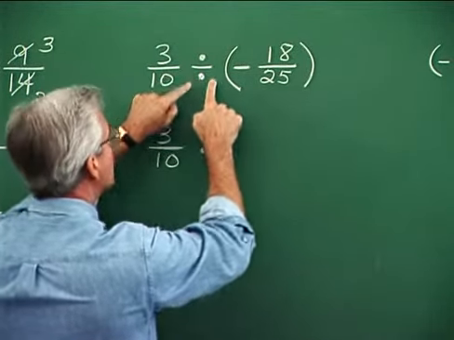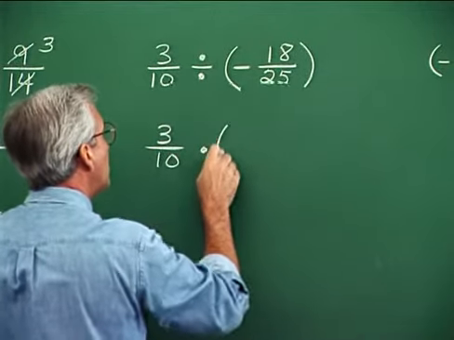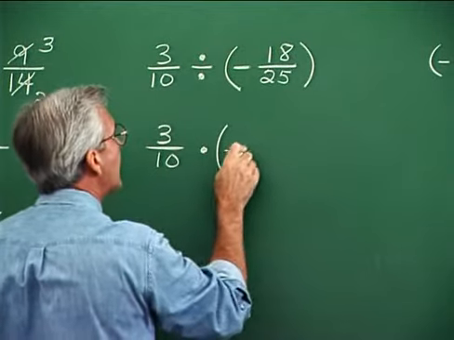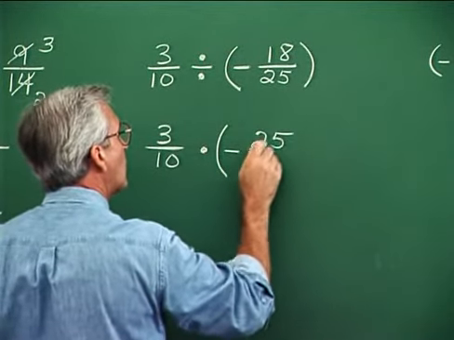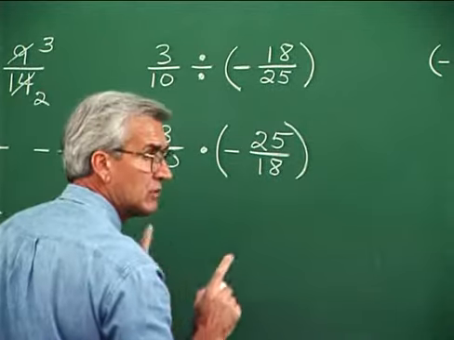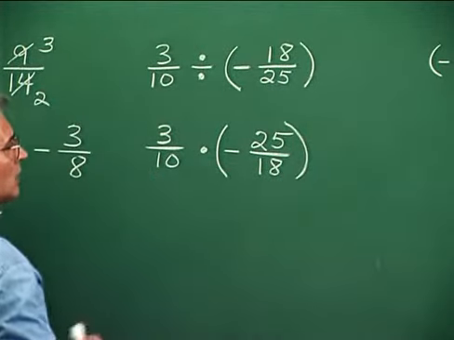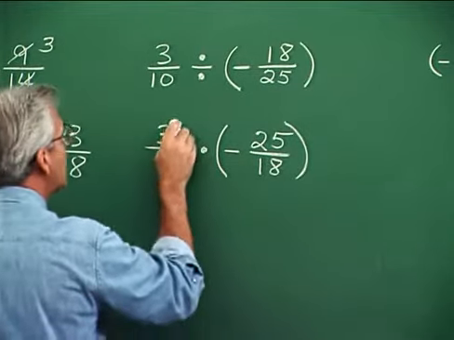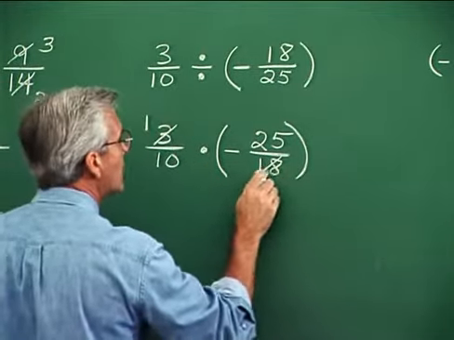symbol, the operation symbol, to multiplication, and I'm going to multiply by the reciprocal. I'm just flipping this fraction over, so it's negative 25 over 18. And once again, we don't have to have both the dot and the parenthesis, but let's leave them there for now. We're looking for cancellation opportunities, and we do indeed see some. We have the 3 and the 18. 3 into 3 goes 1. 3 into 18 goes 6.